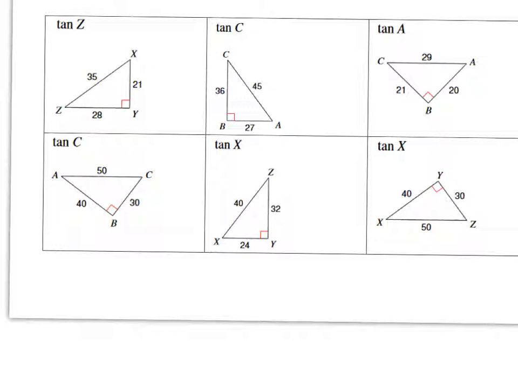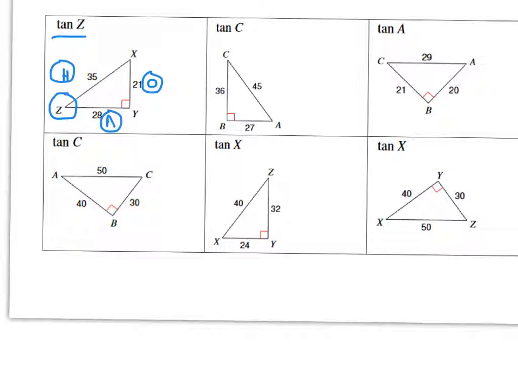These problems are going to ask you to find the tangent of different angles. So this says the tangent of angle Z. So first of all, I'm going to find angle Z, and then I'm going to label all of the sides: opposite leg, adjacent leg, and hypotenuse. Well, I know that the 21, that's going to be the opposite leg, so I'm going to label it with an O. The 28, that's going to be the adjacent leg. I'm going to label it with A. And the 35, that's going to be the hypotenuse. I'm going to label that with H.